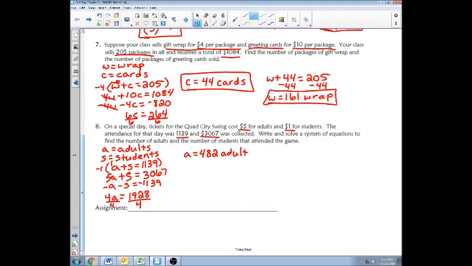Now I'm going to plug that back into my A plus S equation. So my A is 482 plus S would equal the 1,139 tickets sold. If I subtract the 482, I would have the number of student tickets is 657 students.